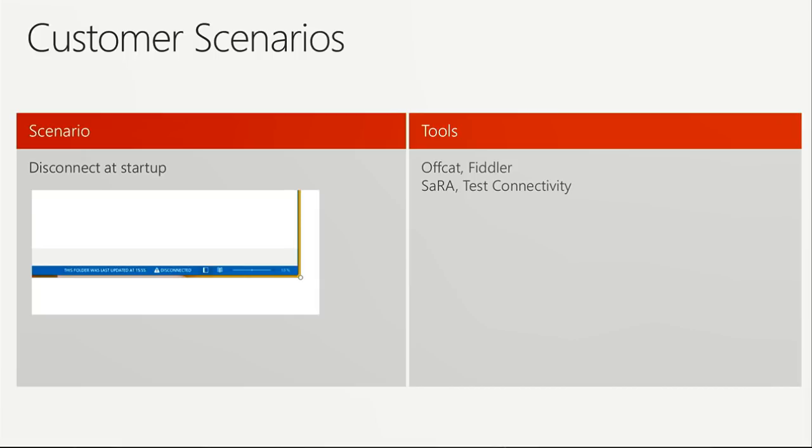So that's why it's important for you to be able to use the workflow and specify the questions, and also it's quicker. And there are certain tools. If, for instance, you have heard of Office Analyzer, OFCAT, Fiddler is a tool, especially for modern authentication, that is very useful. Sarah is another tool, and test connectivity. I'm going to show you a little bit later on. These disconnect issues are hard, but you can use the workflow again to go through them.